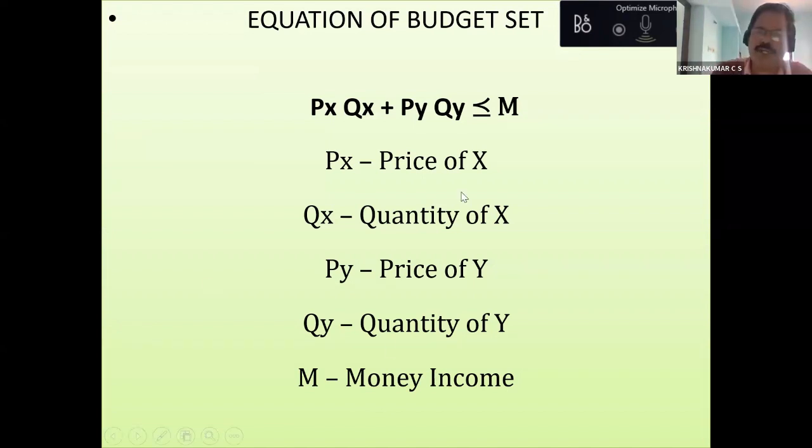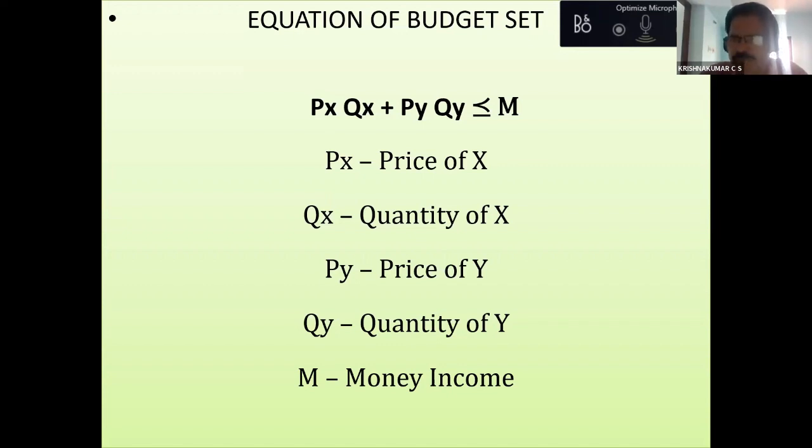This is actually the equation of budget set: Px Qx plus Py Qy is less than or equal to the money income of the consumer. Price of X into quantity of X, that means the amount which he spends on X, plus price of Y into quantity of Y, that means how much he is planning to spend on Y. When you add these two, it should be less than or equal to his income, because we assume that he cannot spend more than his income. So this is the budget set equation.